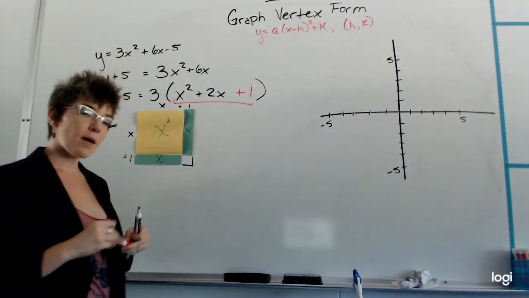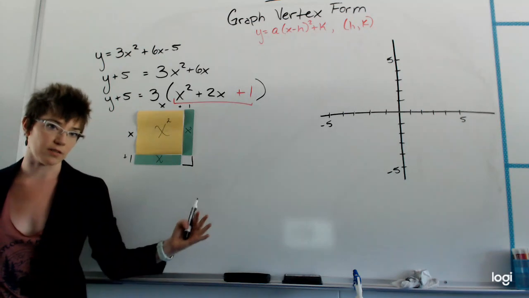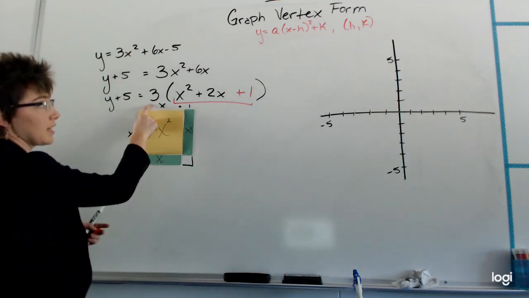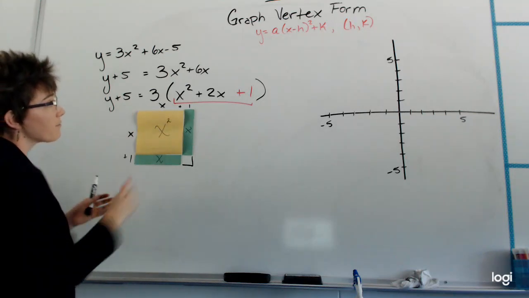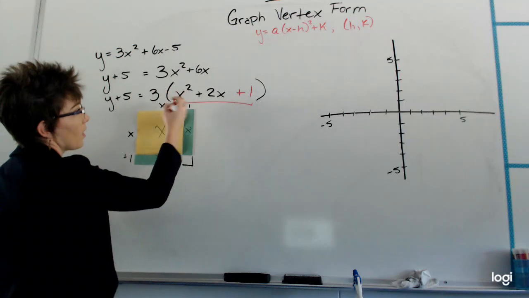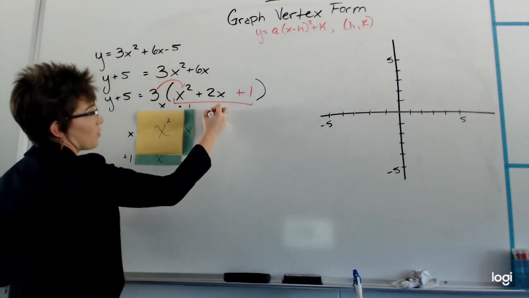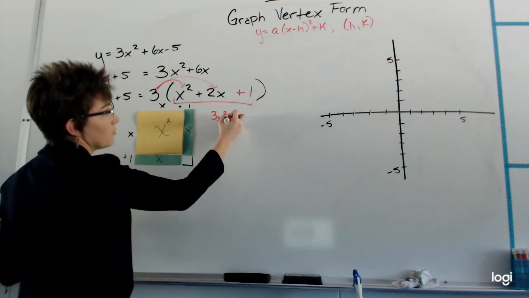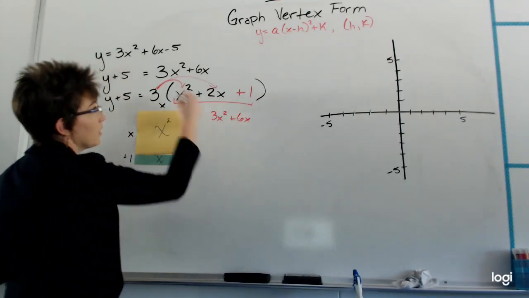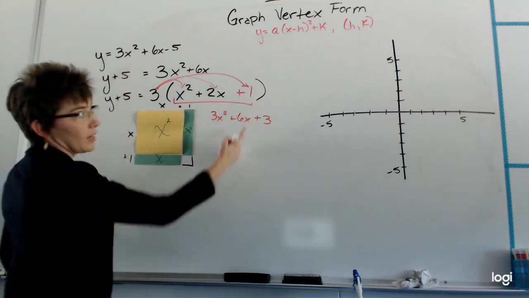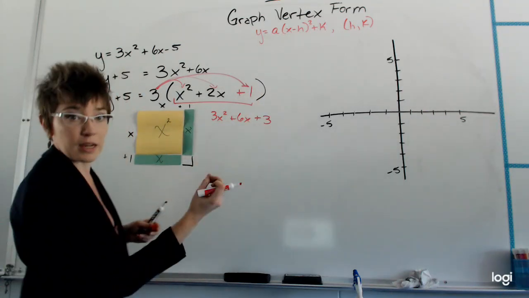But what does that mean in terms of the context of the whole equation? Because remember that I have a 3 sitting outside here. If I distributed that 3 through, let's take a look at what that would become. 3 times an x squared would be 3x squared. 3 times the 2 gives me 6x. And 3 times that 1, well, check it out, class. It's actually being added like 3.